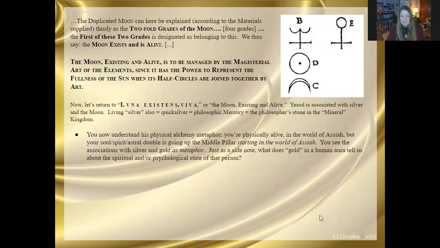Again, you are physically alive. You're in the world of Asiah, but your soul or your spirit, your astral double, your etheric body, whatever you want to call it, is going up the middle pillar, starting in the world of Asiah, in total darkness, Malkuth of Malkuth. Now you can see associations with silver and gold as metaphor in another way that is really awesome.